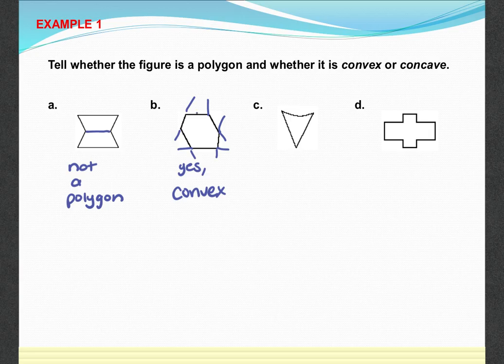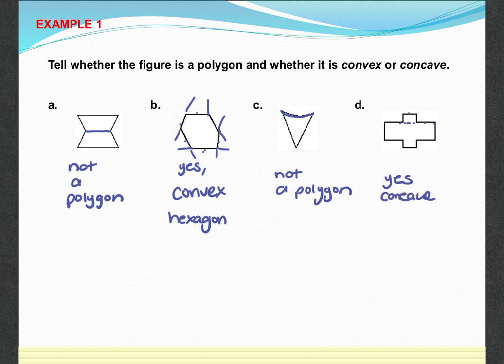C, and specifically 1, 2, 3, 4, 5 sides, 6 sides. This would be a hexagon. C has this curved edge, which means it's not a polygon. And D is a polygon. This time it's concave because this would cross into it. It is 1, 2, 3, 4, 5, 6, 7, 8, 9, 10, 11, 12 sides. So this would be a dodecagon.